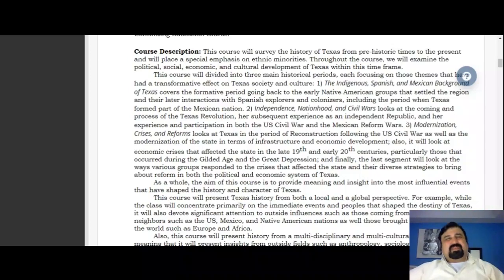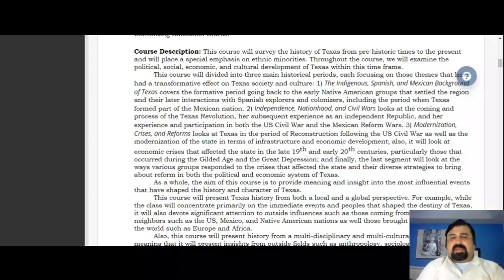So this is going to be a specific focus in terms of the social history of Texas, looking at all of the social groups that helped form the history of this state, in their own way, whether we're talking about Native Americans or Spaniards, Mexicans, Americans, and so on, all the way to today.